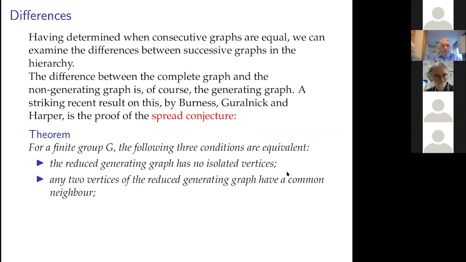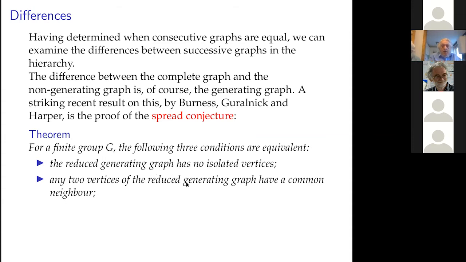The second statement is any two vertices of the reduced generating graph have a common neighbor. Now you see that is apparently much, much stronger, because it says if you take any two vertices, X and Y, you can find Z such that X and Z generate and Y and Z generate. So it's really a considerably stronger condition on the face of it, but it's actually equivalent.